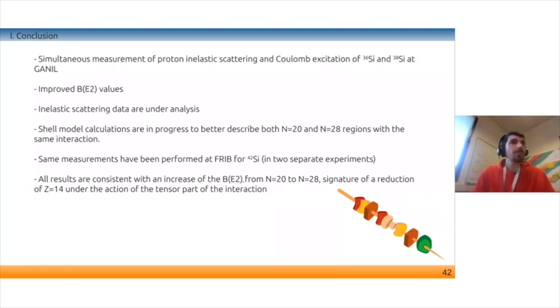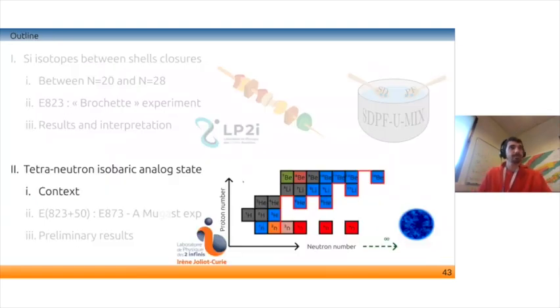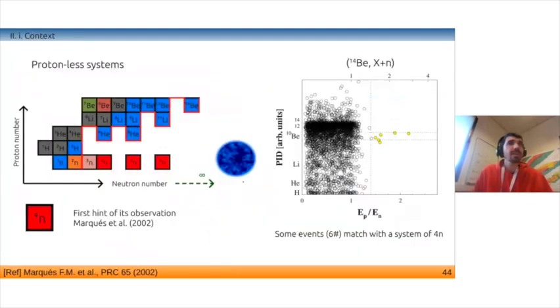That concludes the first part. So now I invite you to the second part, on the tetra-neutron isobaric analog state, and I will introduce a bit of the context. So why proton-like systems, or as other people say, neutral nuclei? Neutral nuclei are a long-standing question, like 4n, 6n, 8n.